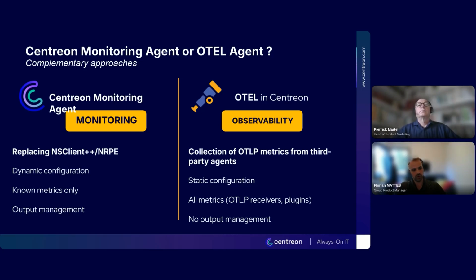First one is about replacing NS client and NRPE by providing a Centreon monitoring agent, which is totally an agent made from scratch by Centreon and maintained by Centreon to do monitoring stuff. So basically, it's dedicated to replace NS client and NRPE. This agent has dynamic configuration. So you continue to declare hosts and services in Centreon and to push the configuration, and the agent is executing the configuration.